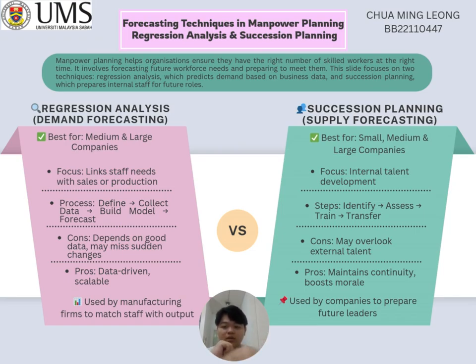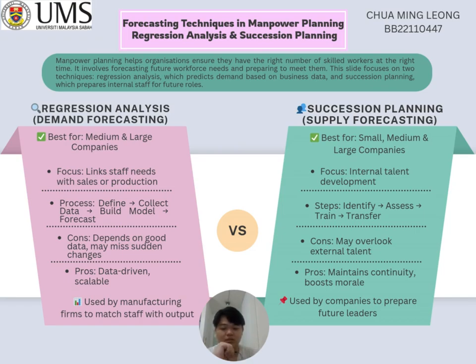So next we'll talk about succession planning. Succession planning, which is used as a supply forecasting method, is more of a personal and internal method. It focuses on developing current employees to take over important roles in the future. This technique is good for companies of all sizes, small, medium, and large. Let us talk about the process.